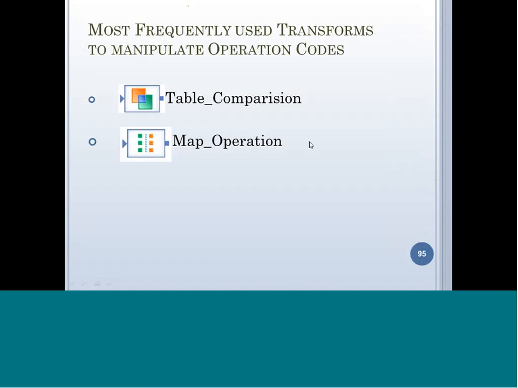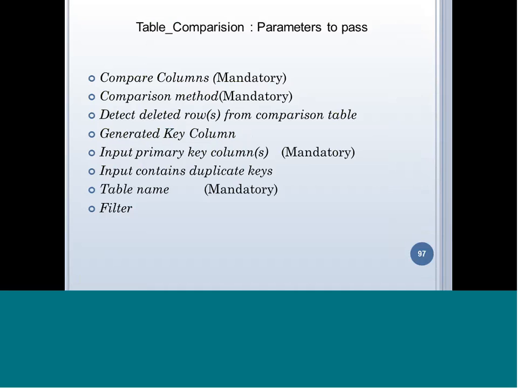So those are the basic operation codes, how BODS is going to release and generate them. Now we will see the transforms we normally deal with actively for operation codes. The first transformations that come to your mind are the table comparison and the map operation. When I say table comparison, these are all the parameters that need to be passed, which we have gone through in the previous session.